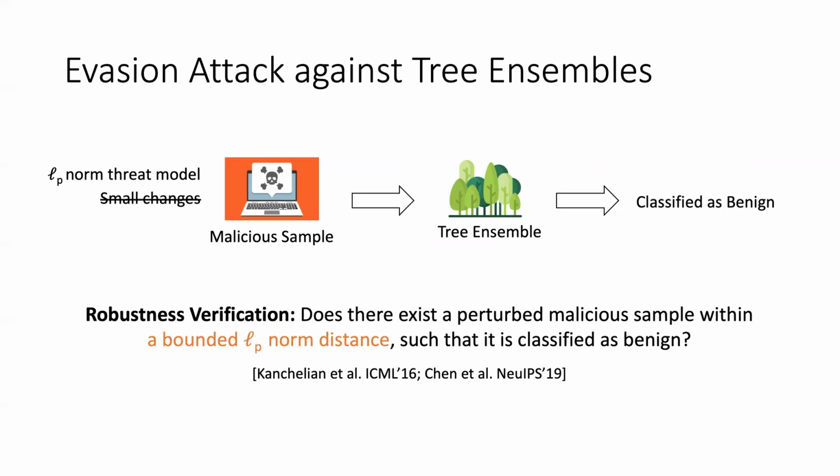In particular, researchers have modeled the small changes using the Lp norm threat model. They asked the following question for robustness verification of a tree ensemble model. Does there exist a perturbed malicious sample within a bounded Lp norm distance such that it is classified as benign? If the answer is no, then the malicious sample is verified to be robust under the threat model.